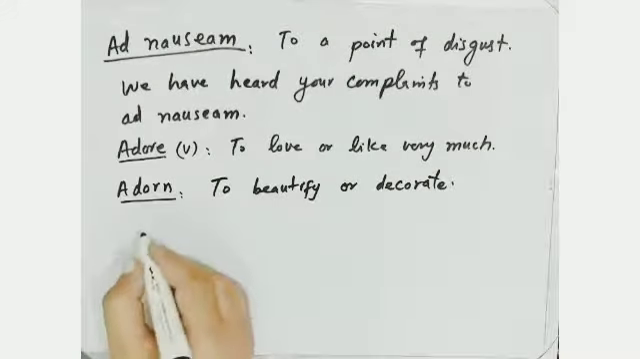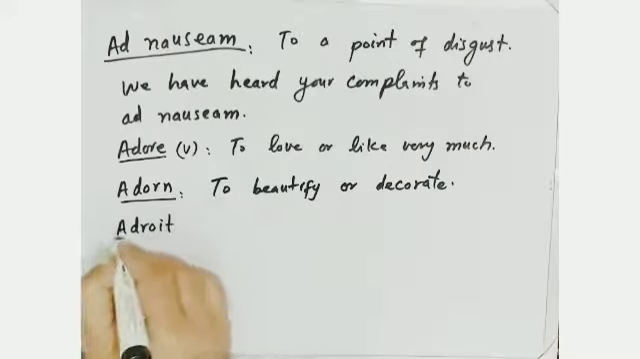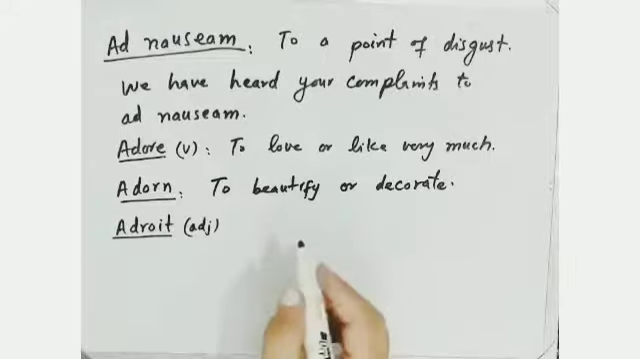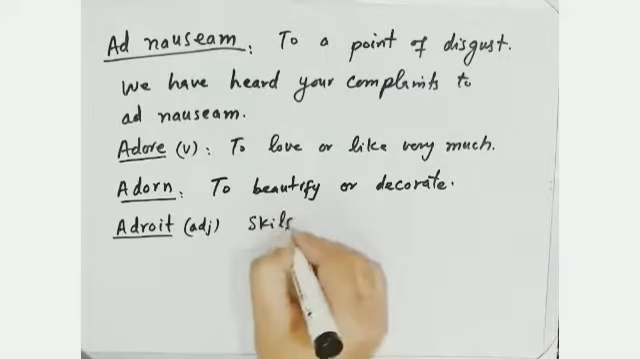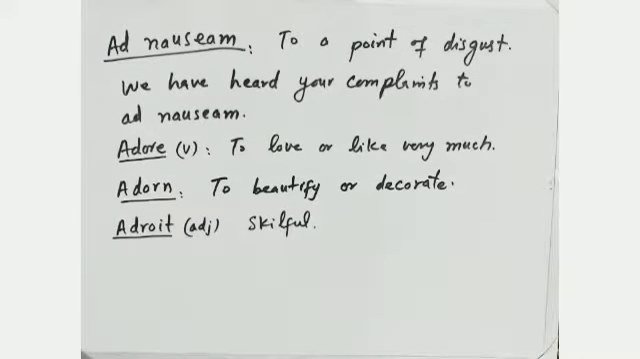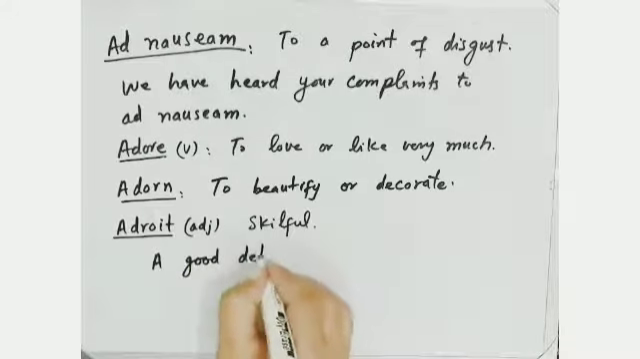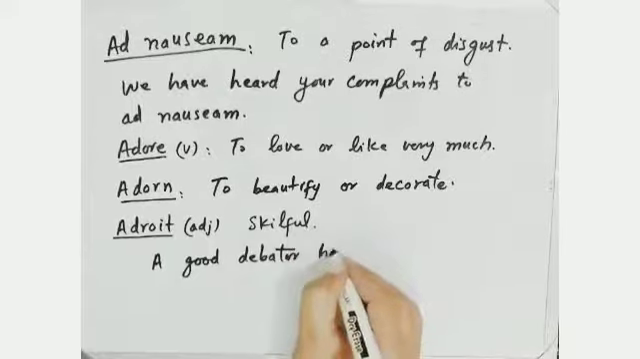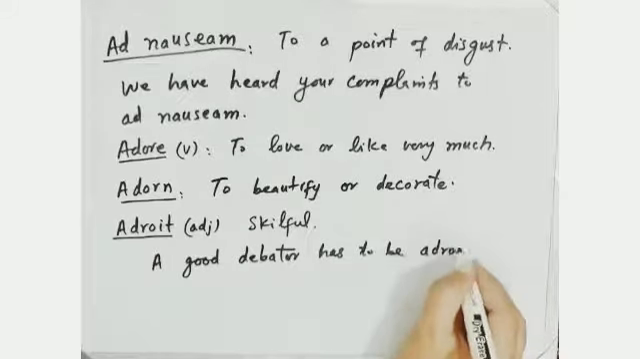And the next word is adroit, A-D-R-O-I-T, adroit. Adroit is an adjective. Adroit means skillful. A good debater has to be adroit.